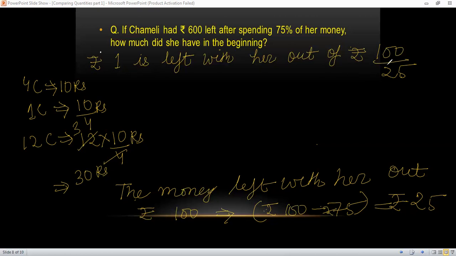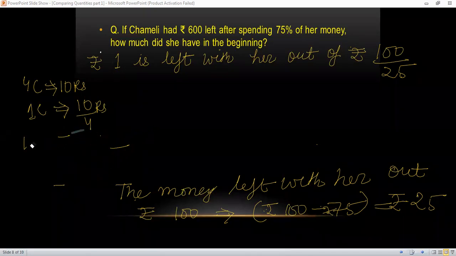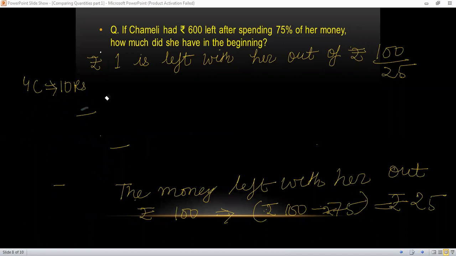For 1 rupee, we find the value. Now for 600 rupees, we will find. What will we do? We will multiply 600 with both sides. In a similar way as we did with this example, the same way we will solve this question. This is called the unitary method.